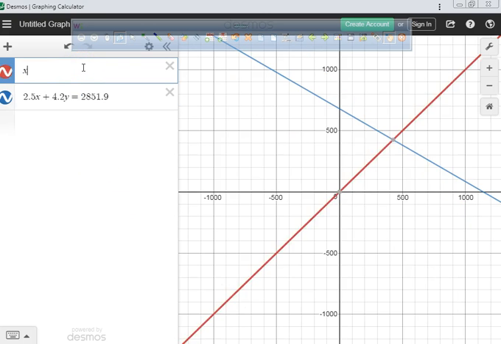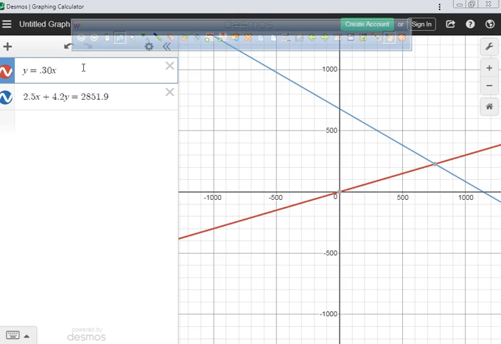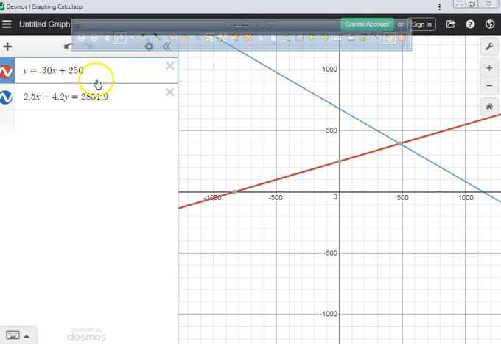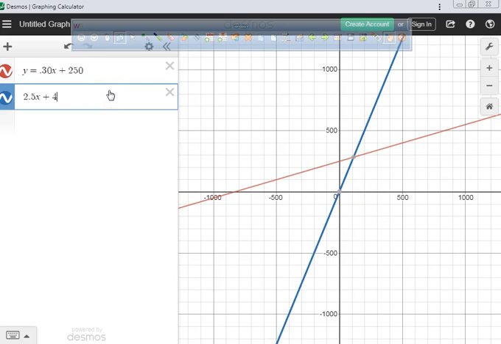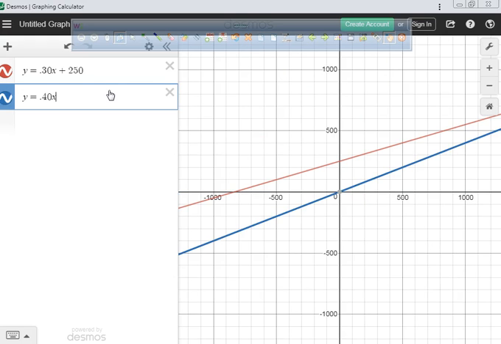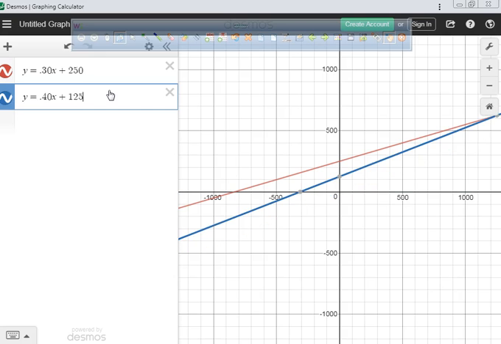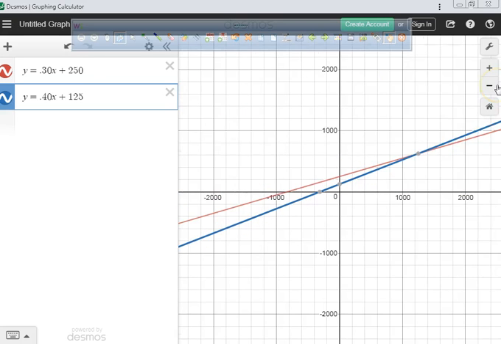I'm going to type in y equals 0.30x plus 250. Go over here, y equals 0.40x plus 125. And you'll notice I have to zoom out just a little bit more. You guys see where they cross? 125 and 625, which means if they sell $1,250 worth of merchandise, that week they make $625.